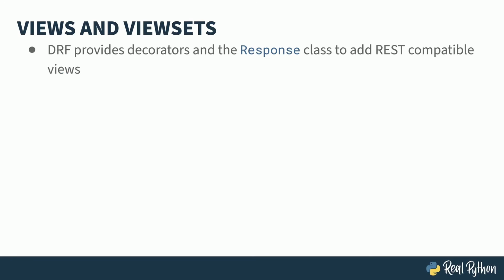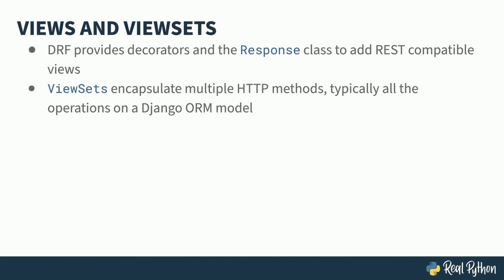You implement a REST endpoint with a view on the Django side. The DRF provides decorators to wrap your views and REST response objects that know how to work with the serializers. In addition to the views, the DRF provides a series of classes called view sets. These classes group together multiple HTTP methods or REST actions and manage them together. This is particularly useful when you're serializing a Django ORM object. You can create a view set that has all of the REST action points for that ORM object in just a few lines of code.